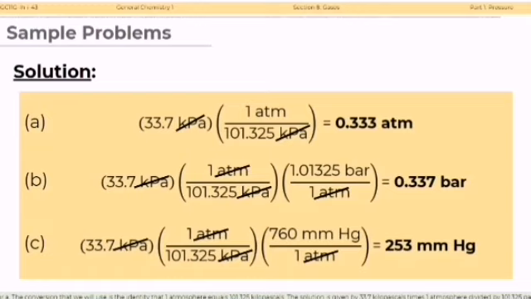For C, the conversions we shall use are 1 atmosphere equals 101.325 kilopascals, and 1 atmosphere is equivalent to 760 millimeters of mercury. The solution is given by 33.7 kilopascals times 1 atmosphere divided by 101.325 kilopascals times 760 millimeters of mercury divided by 1 atmosphere, which is equal to 253 millimeters of mercury.